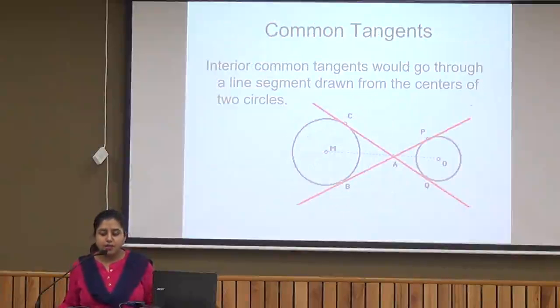Now there are different types of tangents to given circles. First you can see the interior common tangents that would go through a line segment drawn from the centers of the two circles. You can see here there are two circles whose centers are M and O. And the two tangents are passing through the point A, which is on the line joining the two centers. So such tangents are called interior common tangents.